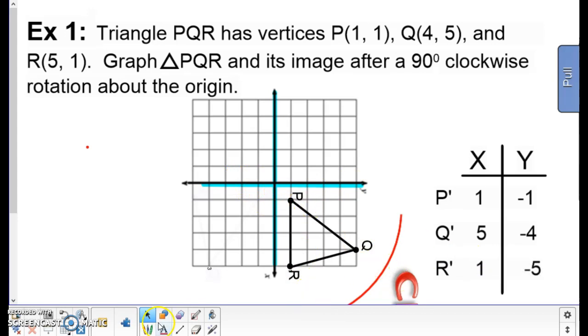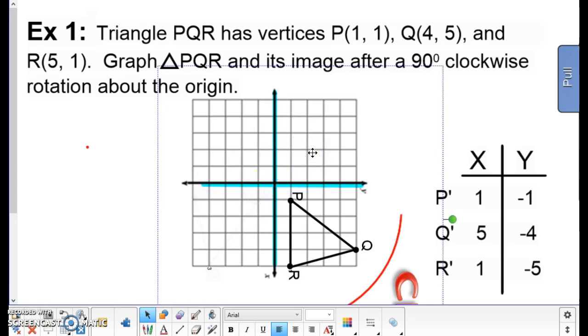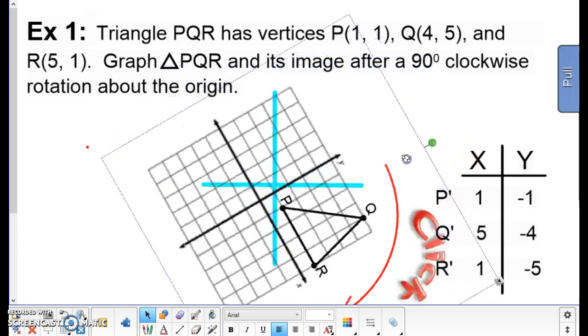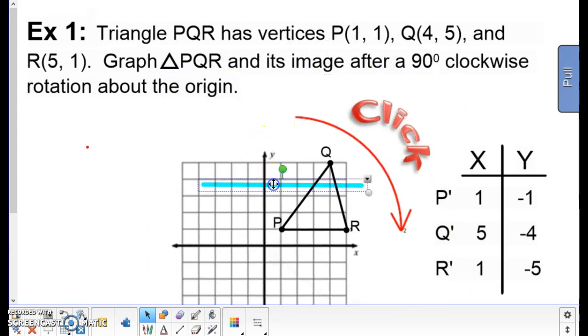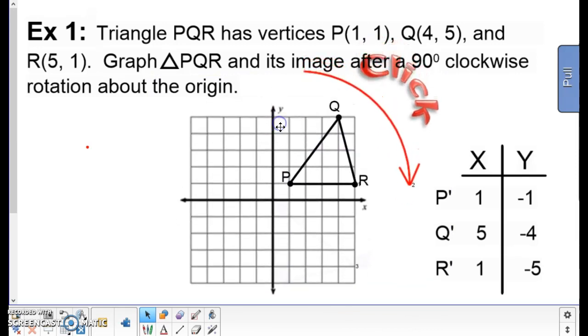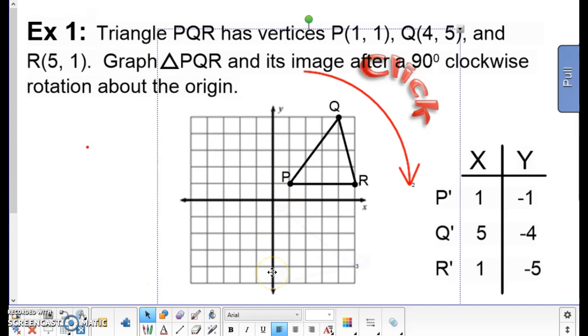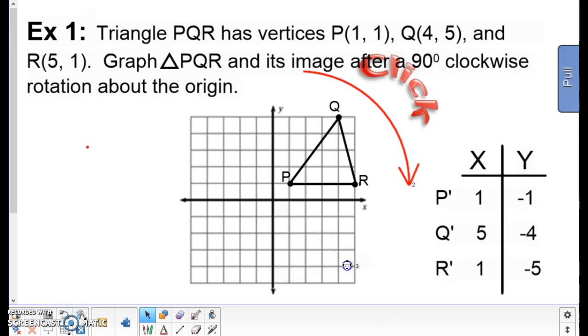So now that I know where they're supposed to end up, I can take my shape and spin it back around. Just take my little blue lines off of there so we don't get all confused. I can spin it back around, and now I'm going to plot these points. I have the point 1, negative 1. I have the point 5, negative 4, and I have the point 1, negative 5.